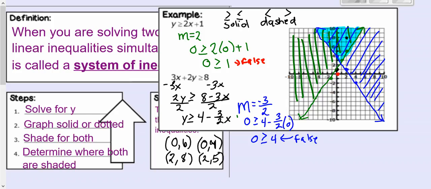And any of these, if I would plug them in, I would get true statements for both inequalities, meaning it's true for both of them. This is where it would satisfy both. So tomorrow, make sure that you have this glued in, and we will begin a discussion and practice some more about a system of inequalities.